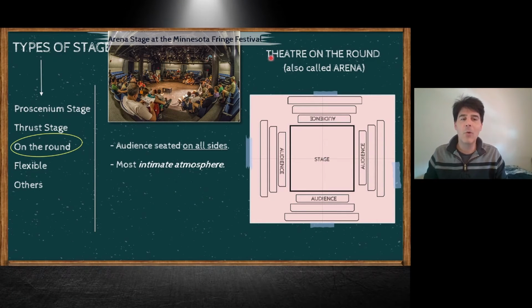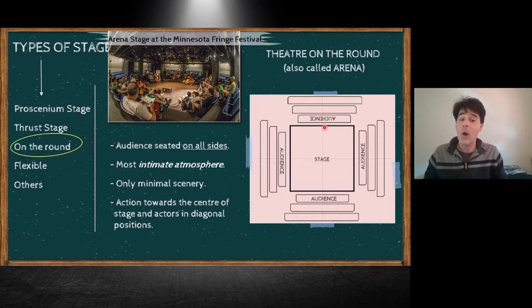Then we have what is called the theater in the round. Notice that this type of theater does not have a back wall, so it has an audience on all sides. This creates an even more intimate atmosphere. Nonetheless, because it doesn't have a back wall, theater makers here will need to use minimal scenery. By this, I mean scenery that doesn't block the sightlines of the audience.